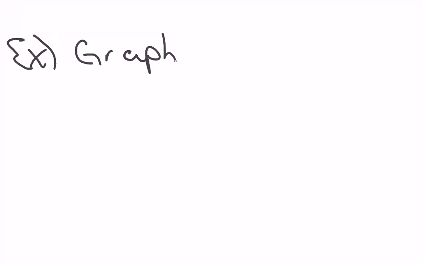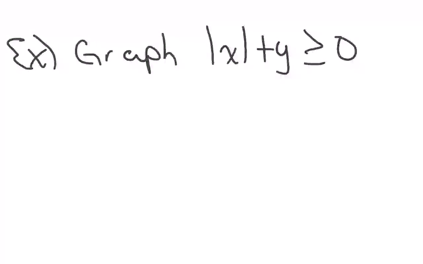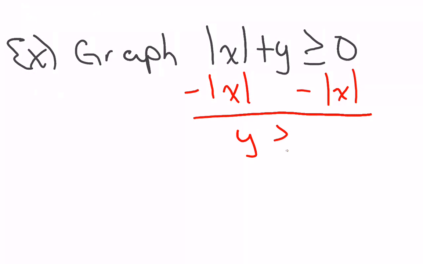All right, one last example to go over with you. Graph the absolute value of x plus y greater than or equal to 0. So this one looks a little bit different. We don't have it in the y by itself format, but we can make it that way if that makes it easier when you're graphing to know what this is going to look like. So if I subtract the absolute value of x from both sides, then I would have y is greater than or equal to negative absolute value of x plus 0. You can have the plus 0 or not. Totally up to you.